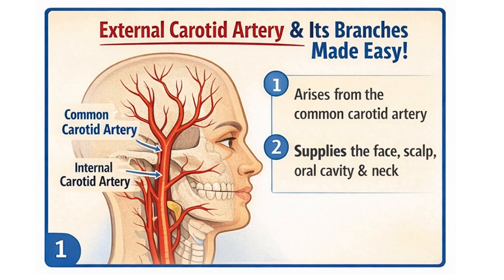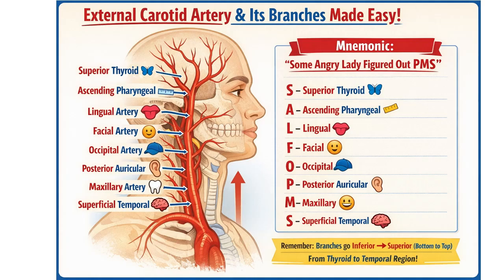Today we are making anatomy super easy by learning about the external carotid artery and its 8 branches. We will also use a fun mnemonic. The mnemonic is: Some Angry Lady Figured Out PMS. Some Angry Lady Figured Out PMS to remember them in order. By the end of this video, you will never forget these branches again.